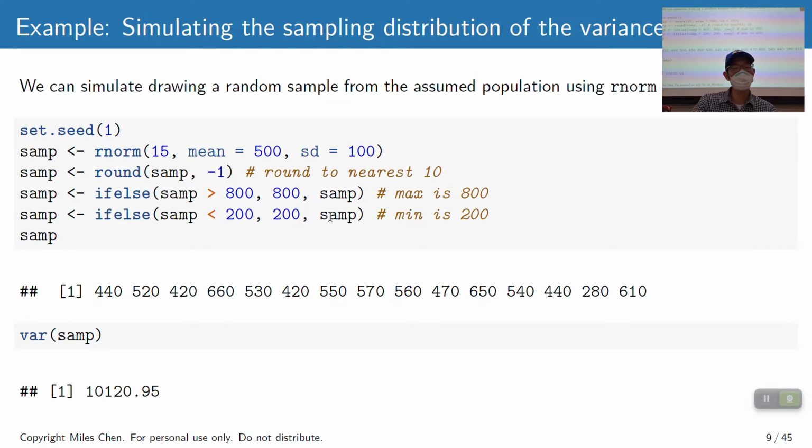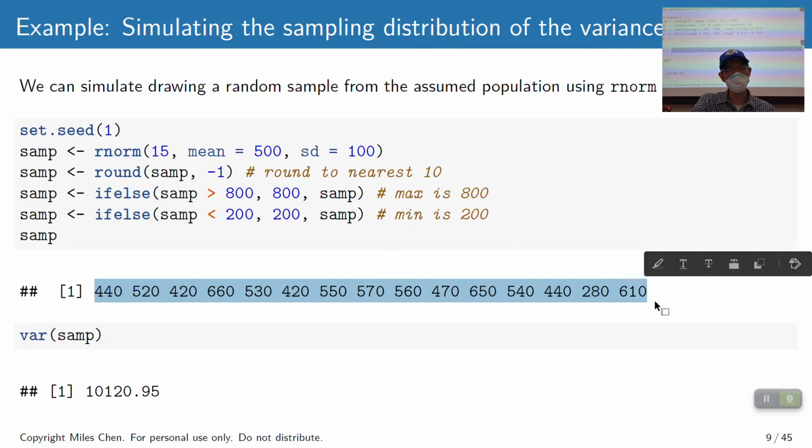So here, I'm going to get a random sample of 15 values drawn from the normal distribution with mean 500, standard deviation 100. I'm going to round this to the nearest 10, so you round to the negative-1 place. If any of the values are over 800, we replace them with 800. If any are less than 200, we replace them with 200, just so we don't get non-existing SAT scores. Okay, so here's one random sample: 15 potential SAT scores.